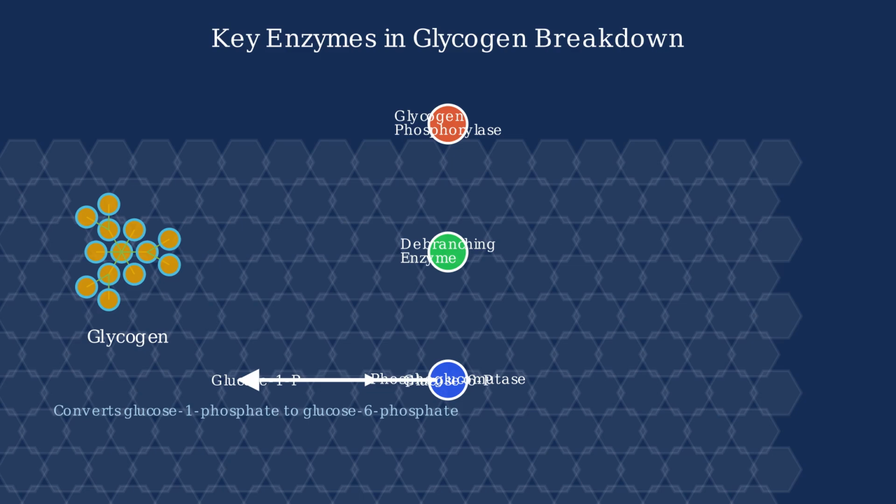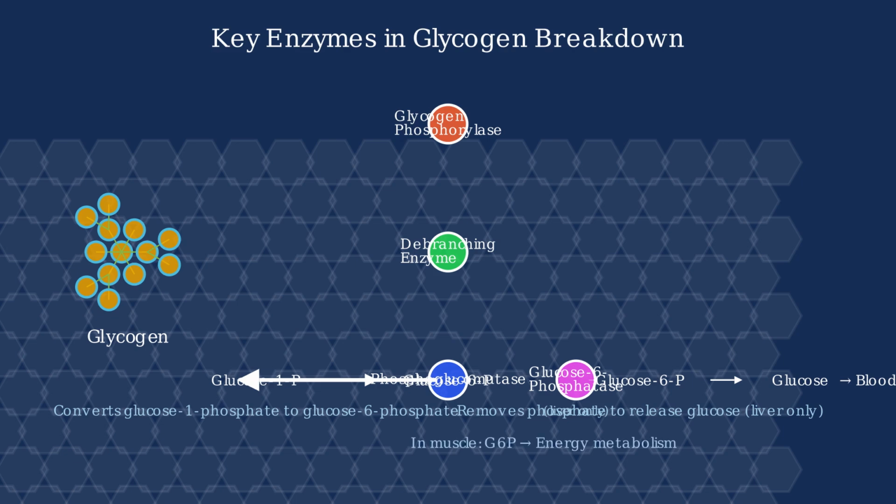This is a necessary step because glucose 6-phosphate can enter glycolysis for energy production. In the liver, but not in muscle, glucose 6-phosphatase removes the phosphate group from glucose 6-phosphate, producing free glucose that can be released into the bloodstream to maintain blood glucose levels. In muscle cells, which lack glucose 6-phosphatase, glucose 6-phosphate is directed into glycolysis for ATP production to power muscle contractions.